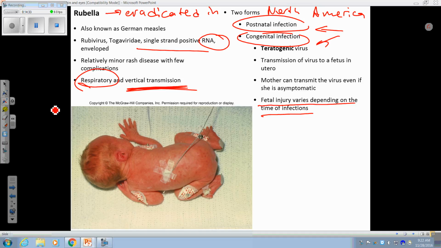That is why it is extremely important for a woman before becoming pregnant to make sure that she has vaccination against rubella virus. Because although we don't have the virus in the United States, you understand that by traveling to other countries or being exposed to other people, you may not have autochthonous transmission, but you may acquire an imported case. Okay, that makes sense?